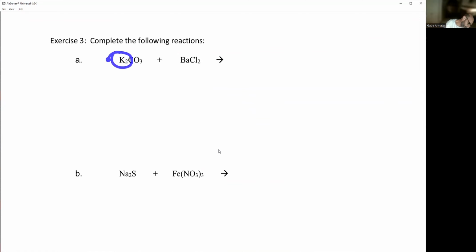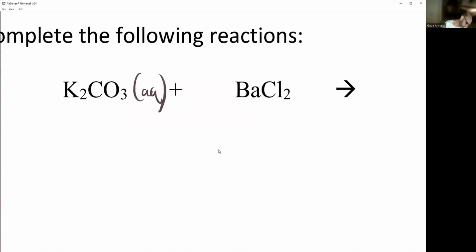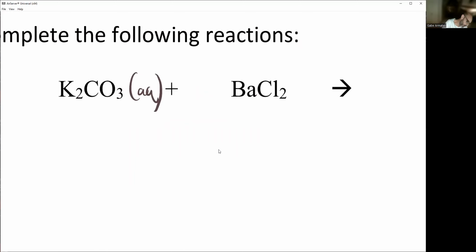What do I know about anything that contains a group 1? Anything with group 1 will automatically be aqueous. So always look for group 1 and ammonium, and recognize that if it has group 1 or ammonium, it's always going to be aqueous. What do I know about chlorides?